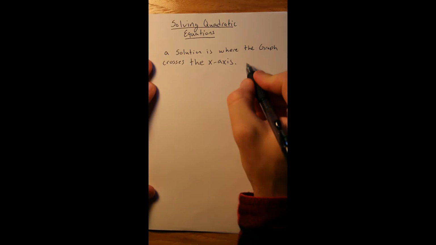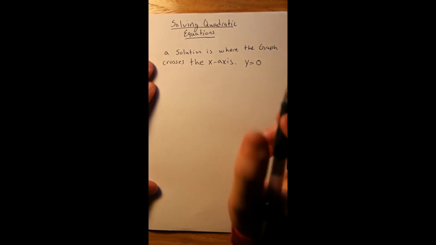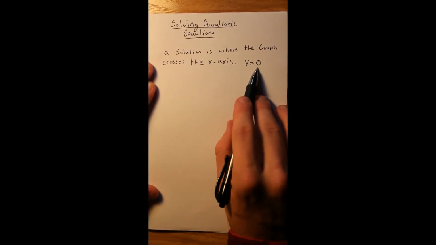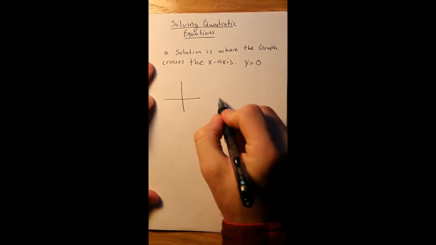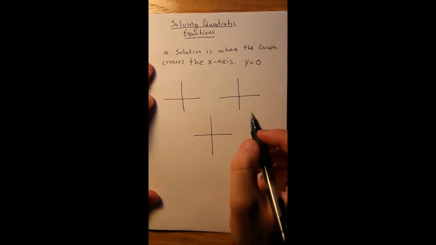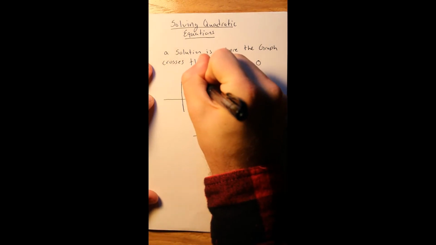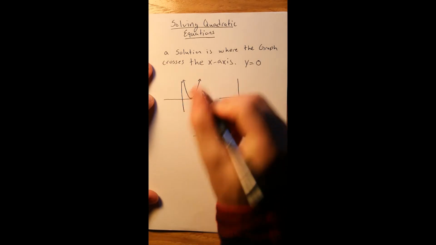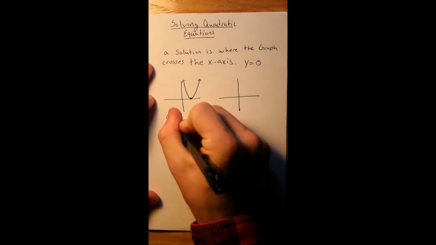It means that y equals 0. So we're really looking for the values of the function where y equals 0. So graphically, what does this look like? And there are three options. Okay, the first option is that my quadratic function touches the x-axis one time. So this would be an example of one solution.